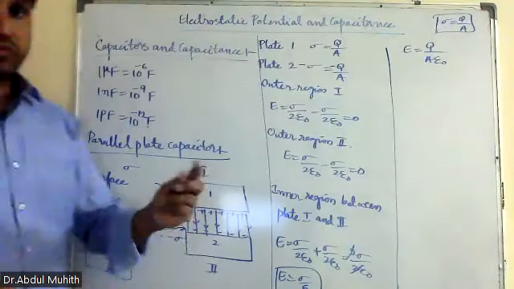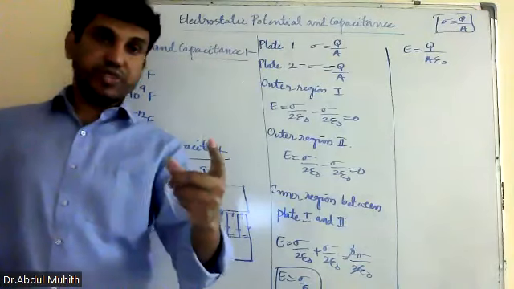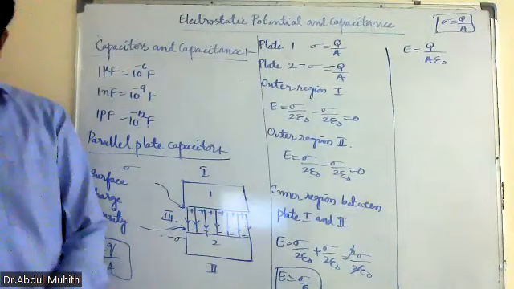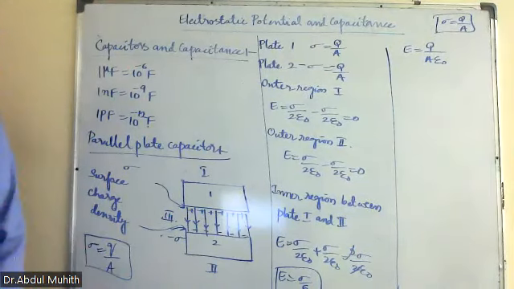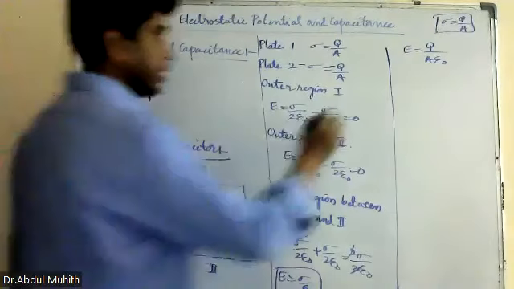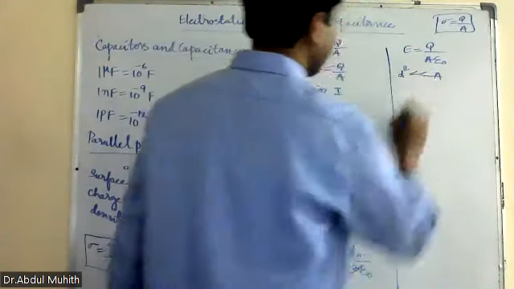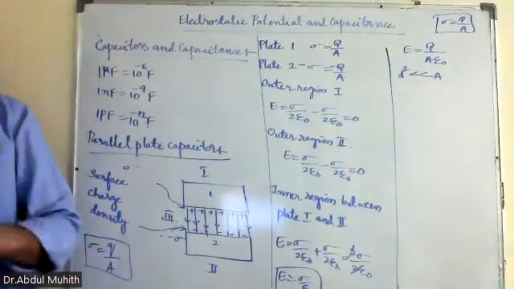Now, first, what is the way? First, find out the electric field, then go for the potential difference V. Then last, go for capacitance. In this case, one more thing: d square is much less than capital A. The distance between the two plates is much less than A. And we have the relation between V and E.